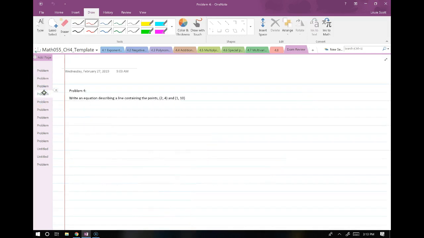Okay. Problem number four. This is another one. This is going to be on there, guaranteed. I give you 2 points and I tell you to give me an equation describing a line with those 2 points. That will be on the exam. The two formulas you're going to need are point slope, which is y minus y1 equals m times x minus x1. And then you're going to need the actual formula for m, the slope. M is equal to y2 minus y1 over x2 minus x1.